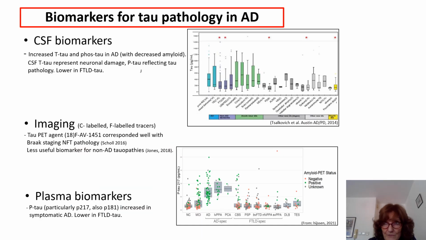So now that we have some models which can be relevant, what about biomarkers? We have relatively good biomarkers. We can use them in CSF.